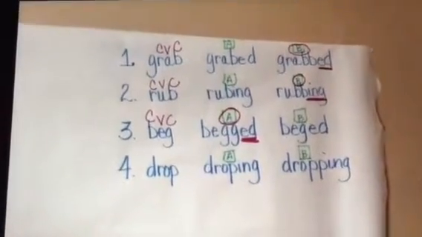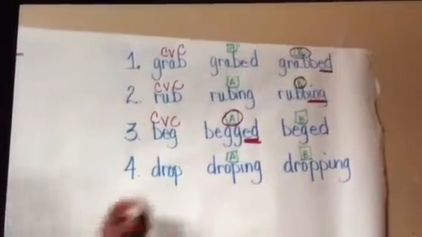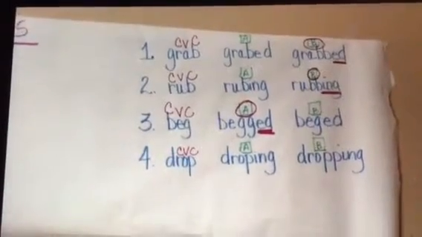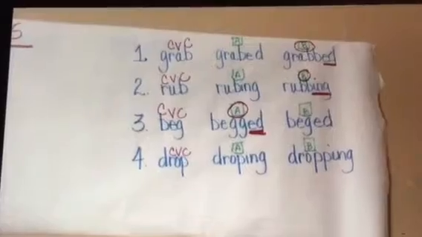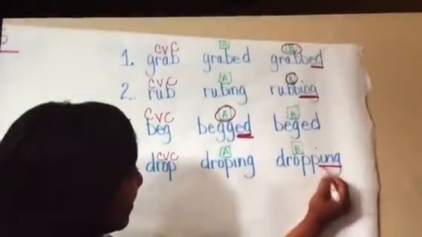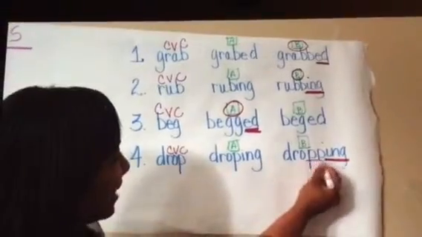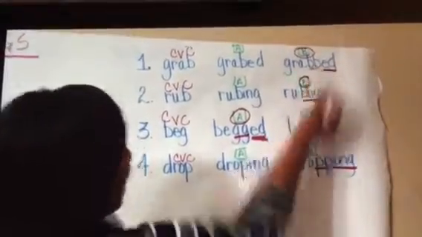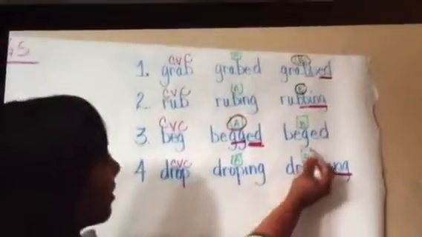And then number 4 is drop. Consonant, vowel, consonant. We need to double the P before we add the ending ing, which would be right here. And here's that double. We need to double those consonants. So for number 4, B would be the correct answer again.